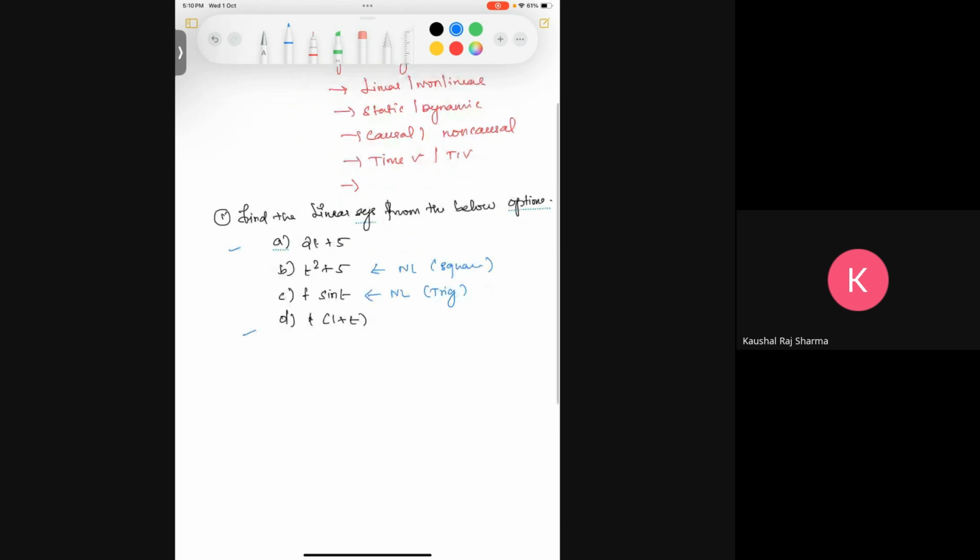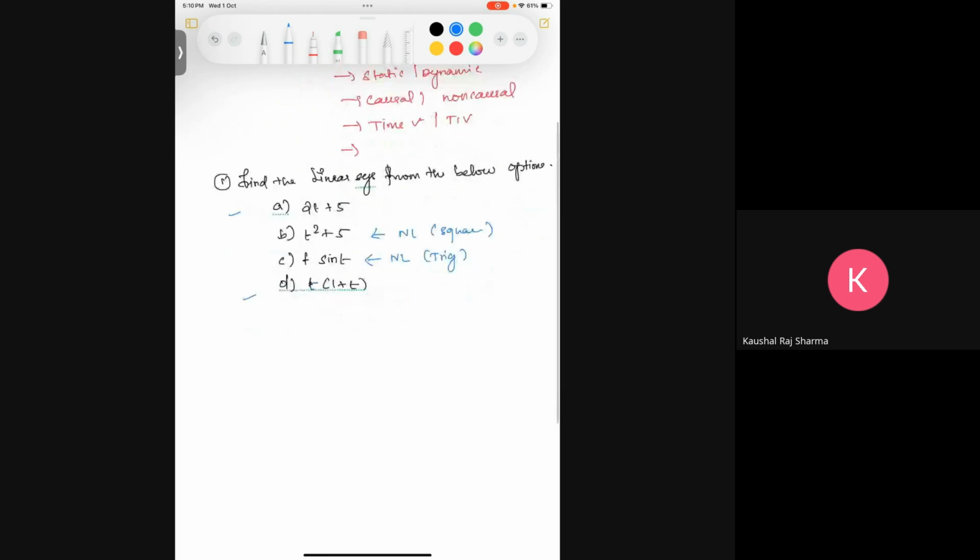This seems a little tricky to solve. The first, option A, would be 2t plus 5 and option D would be t into (1 plus t). So if I expand this, this would be t plus t squared. Again, it is visible that it is non-linear, right? So the linear one is A, that is 2t plus 5. Am I right? Or do you have any discrepancies with this?